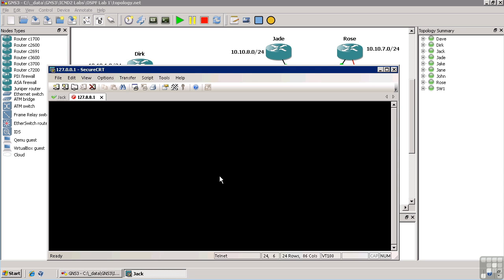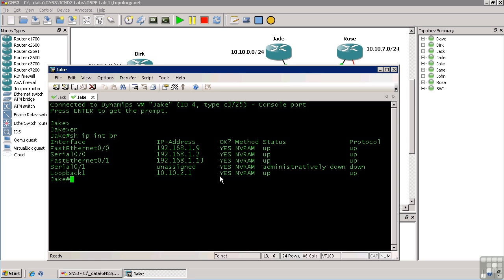Let's go to his console, and we're going to enter pretty much the same commands on Jake as we did on Jack. First we'll do show IP interface brief. Now we'll do config T, router OSPF 110. Now in this case we can create one large subnet mask, a class C, to include all three of these networks, the two on the fast Ethernet and the one on the serial. So we'll only have to enter two network statements, one for the 192.168 network and one for the 10.10.2 network.